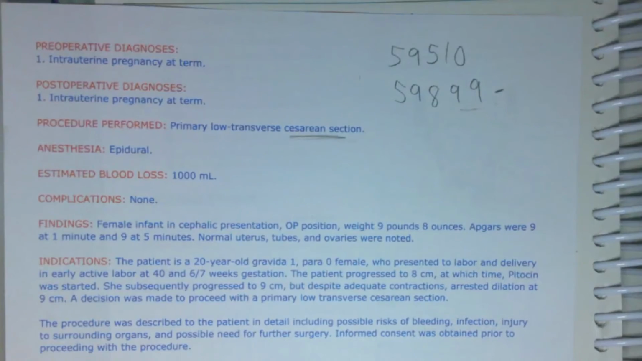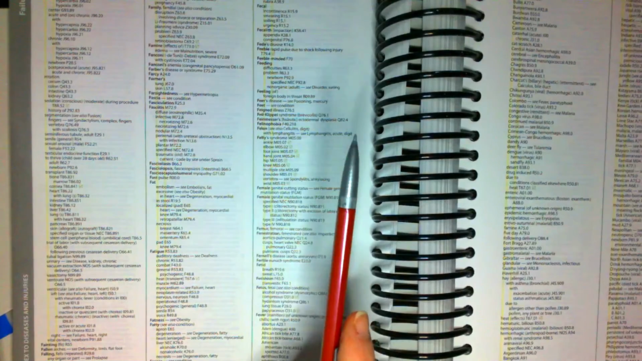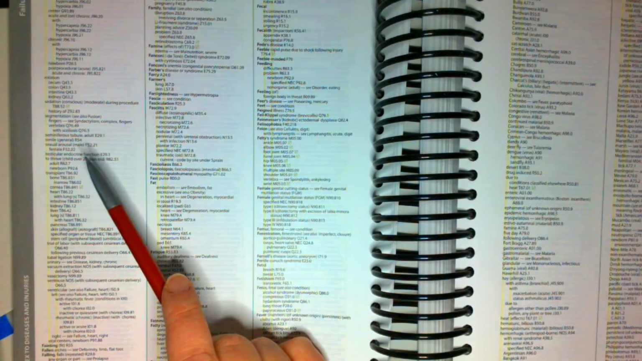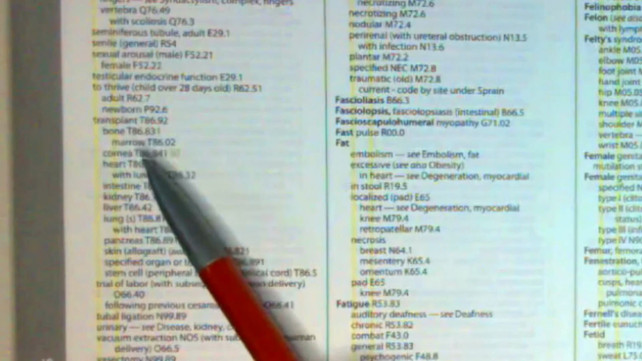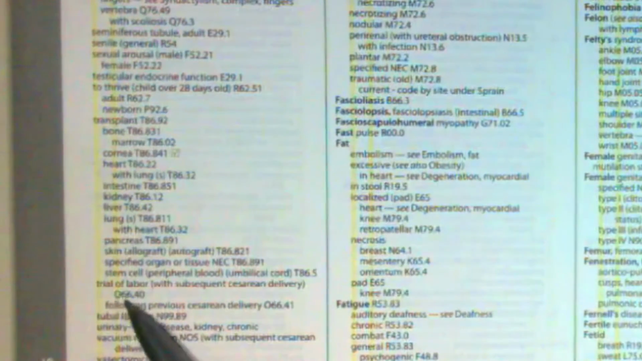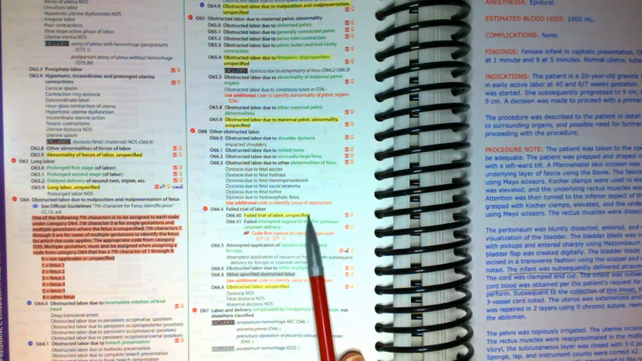Now, next we need a couple of different diagnosis codes, right? We need to use our diagnosis to justify why the patient had that cesarean delivery. And there really isn't a good diagnosis code for arrested dilation. The best we can do is failed trial of labor, which is pointing us to O66.40. So here, O66.40, failed trial of labor, unspecified.